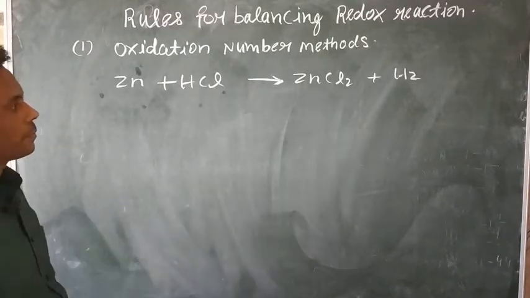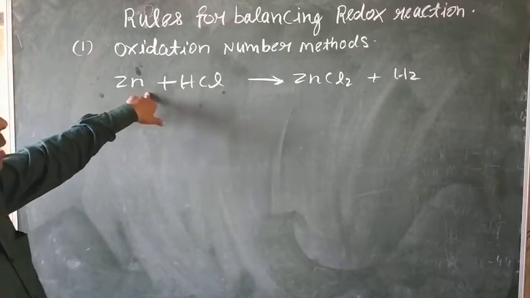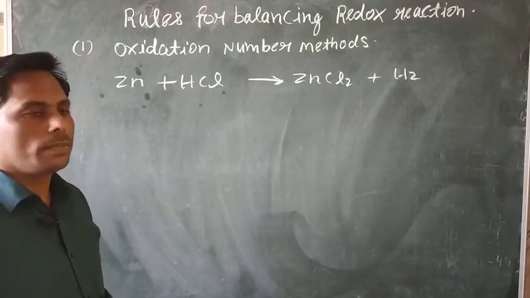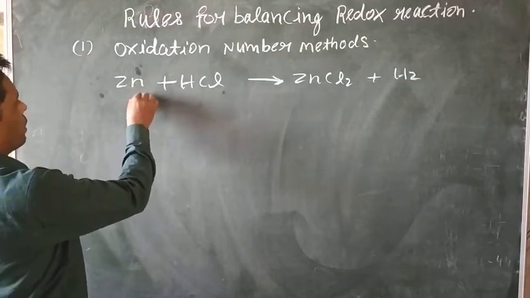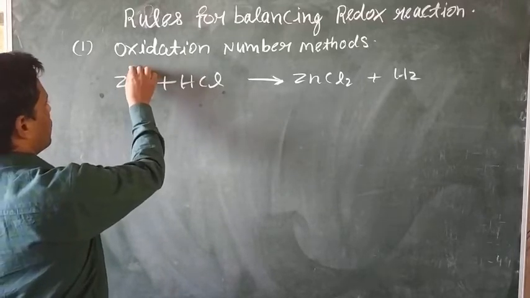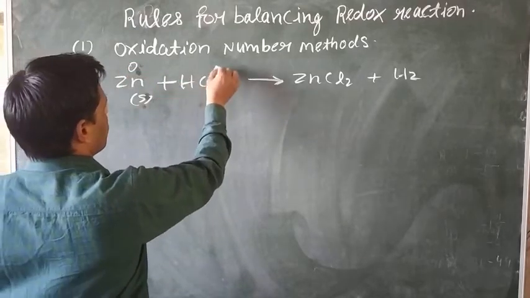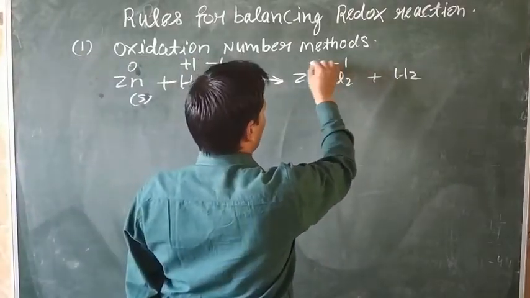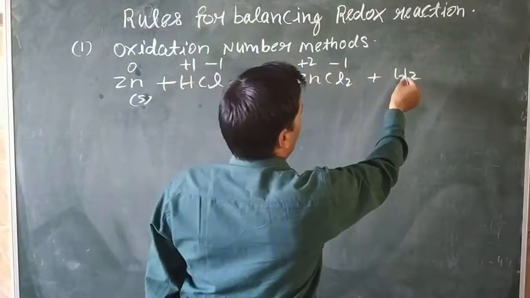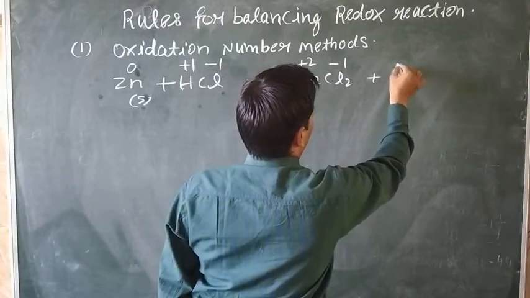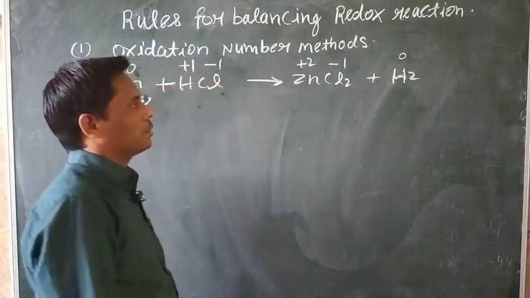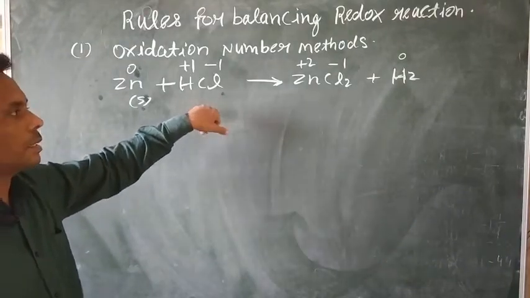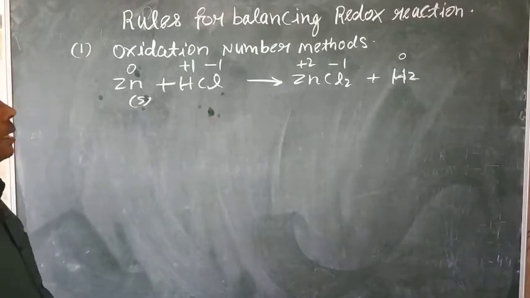In the second step, identify the elements which undergo oxidation and reduction by assigning the oxidation number of each atom. Here, in the case of zinc metal, the oxidation number in the free state is 0. In HCl, you know halogen is -1, hydrogen is +1. In zinc chloride, chloride is -1, zinc is +2, and hydrogen is also in gas form, so its oxidation number is 0, because the rule is that the oxidation number of an element in the free state is 0, whether it is liquid, gas or solid.